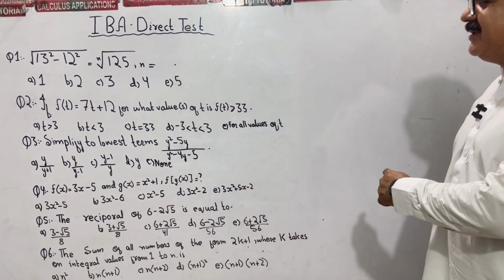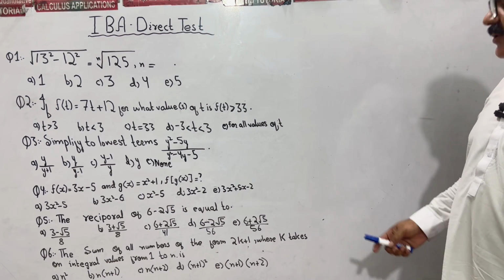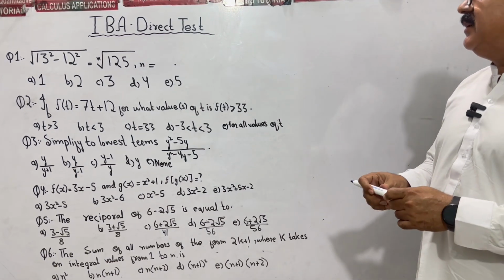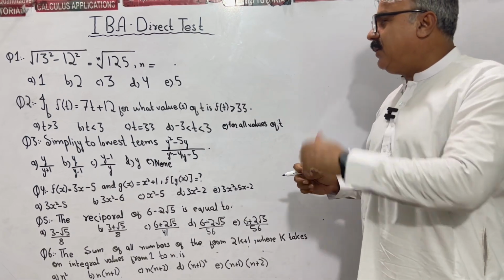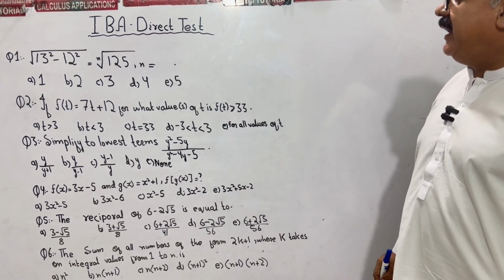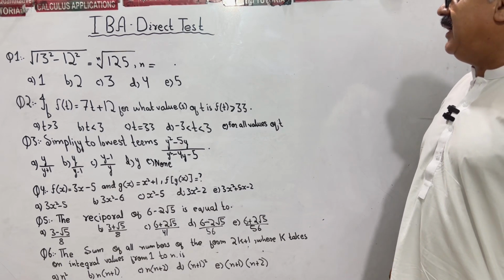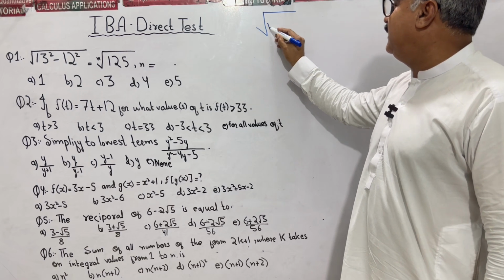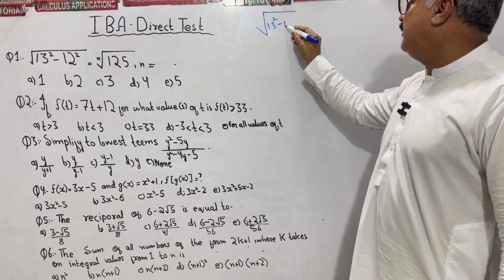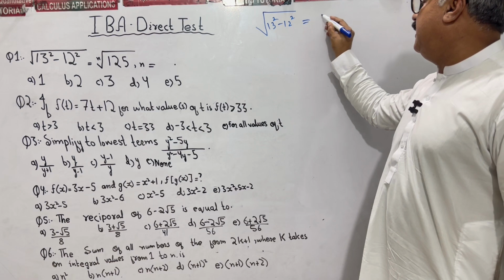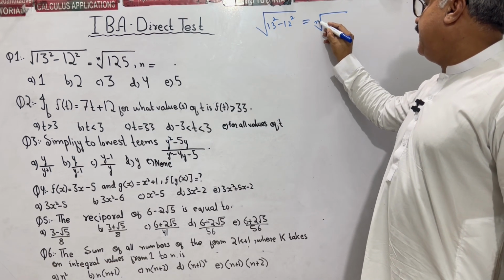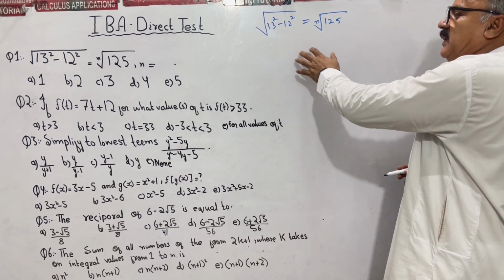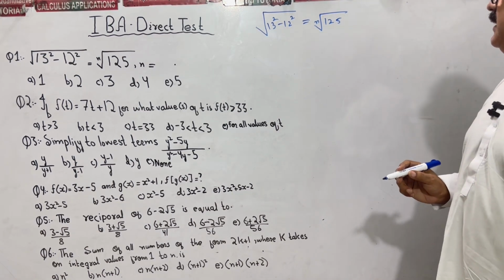Let's find out our question number 1. Root of 13 squared minus 12 squared is equal to nth root of 125. Find n. Let me write the question for you again: 13 squared minus 12 squared is equal to nth root of 125. It is given to us. We are interested in the value of n.